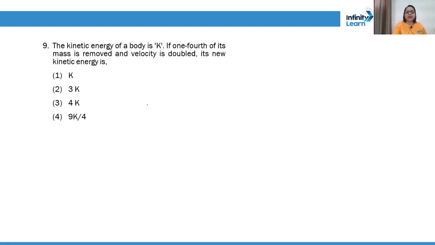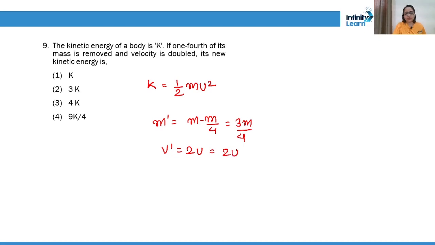Question number 9. Kinetic energy of a body is K. So let's assume that its mass is m, velocity is u. So half m u square is given as K. If 1/4 of its mass is removed and velocity is doubled, its new kinetic energy is. So m dash, that is the new mass, is m minus m by 4, which is 3m by 4. And its velocity v dash is 2u.